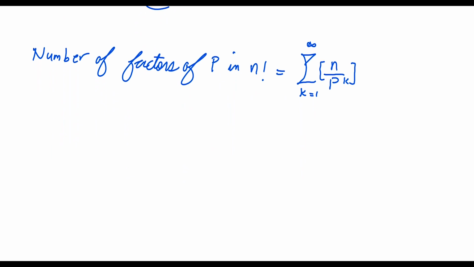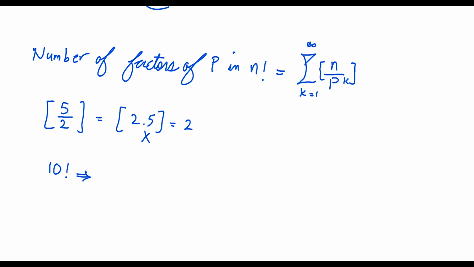So what does it mean? First, we should consider that the bracket notation indicates the floor function. For example, 5 over 2 is 2.5, and since the bracket is a floor function, we can write it as 2. It eliminates the digits after the point. Now let's see how many factors of 3 and 5 are in 10 factorial.